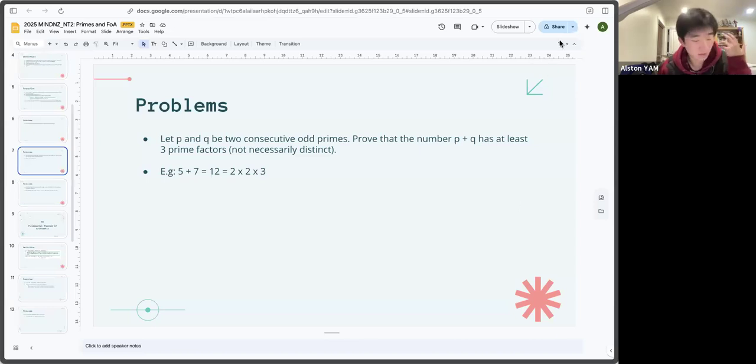So I will be going over the solution to this problem, right? Let's have a look. P and Q are two consecutive odd primes. They are consecutive odd primes, so they can be 3, 5, or 5, 7. The next one will be 7 and 11, right? We want to prove that the number P plus Q has at least 3 prime factors, and they don't have to be distinct, right? So 5 plus 7 is equal to 12, which is 2 times 2 times 3, and it has at least 3 prime factors.